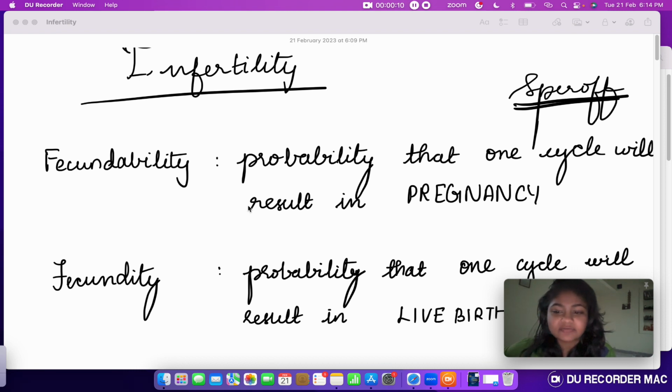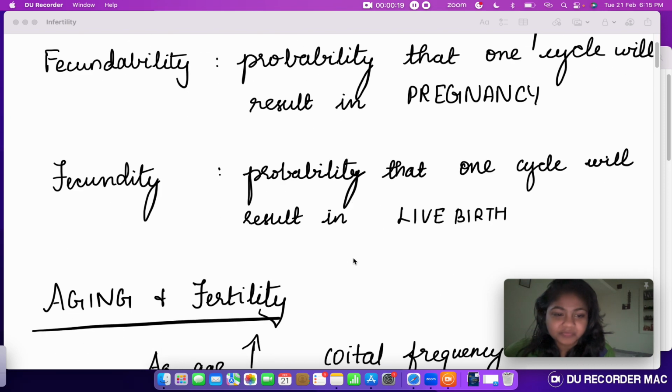What is fecundability and fecundity? Fecundability means the probability that one cycle can result in pregnancy. Fecundity means the probability that one cycle will result in live birth.